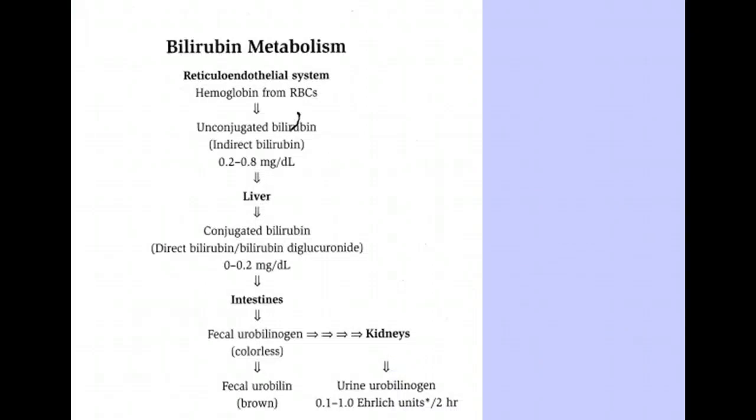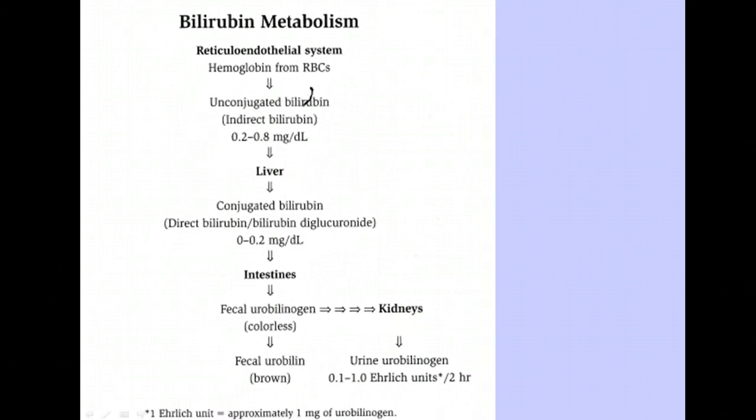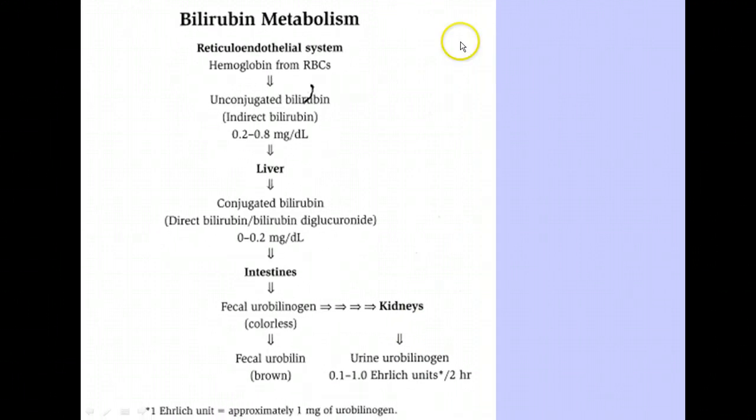Here's an example of what happens to a red cell during its lifespan. First of all, the red cell floating in the bloodstream, which may become kind of old and not very healthy, gets sequestered by the reticuloendothelial system in the spleen. From there, the hemoglobin from the RBCs is broken down into unconjugated or indirect bilirubin. The normal range for that is about 0.2 to 0.8 milligrams per deciliter.